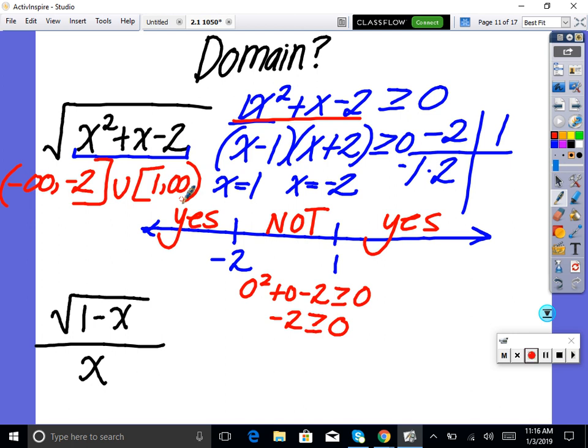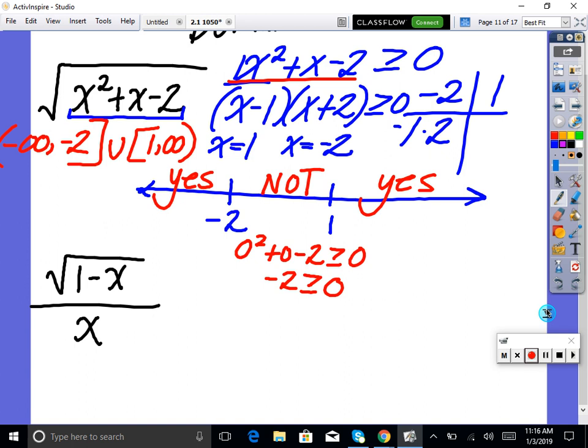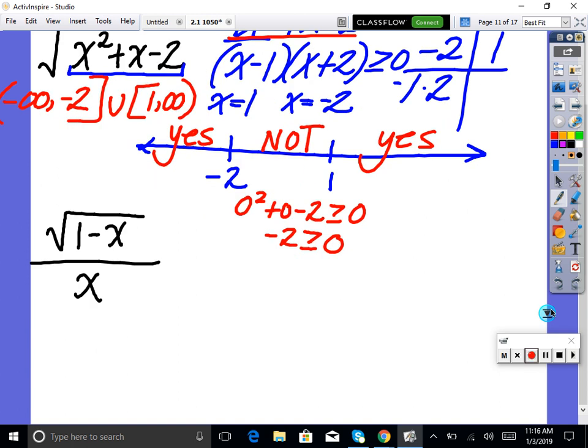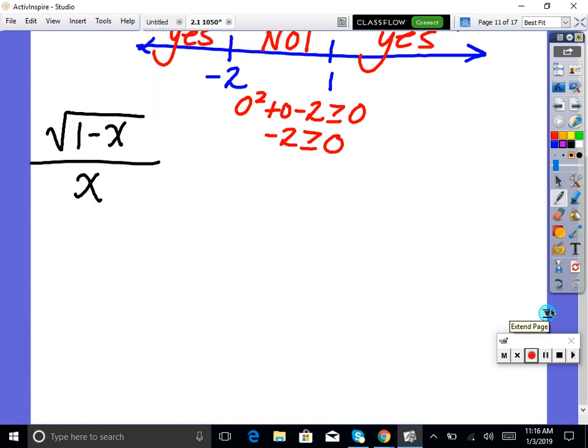All right, so the next one has a couple things here. Now, this is how I recommend doing it. Splitting it up, and if there's more than one restriction, split it up and then just put your answer together. So looking at this one, we have two potential problems. Isn't it true that the bottom can't be 0? Yeah. So I write down that first. X cannot be 0.